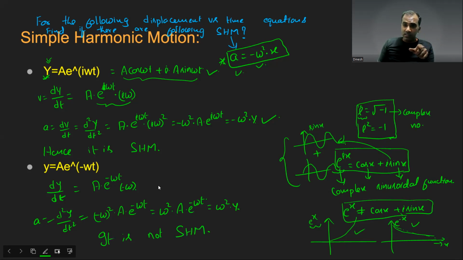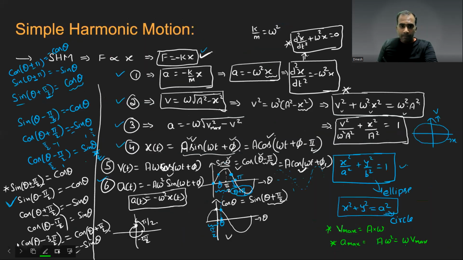And one more reason is, in SHM, how do displacement, velocity, and acceleration change with time? Just go back to the previous slide and see. If you plot a graph of displacement, velocity, or acceleration with respect to time, how do they look? They are sinusoidal signals, no? They look like sinusoidal functions.